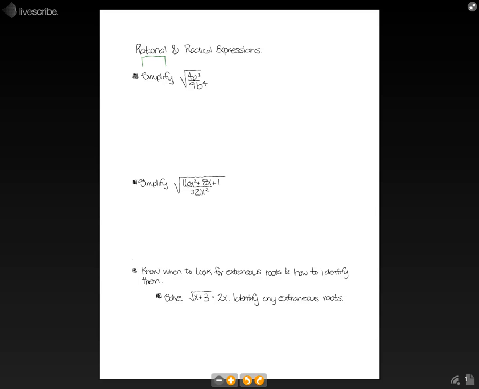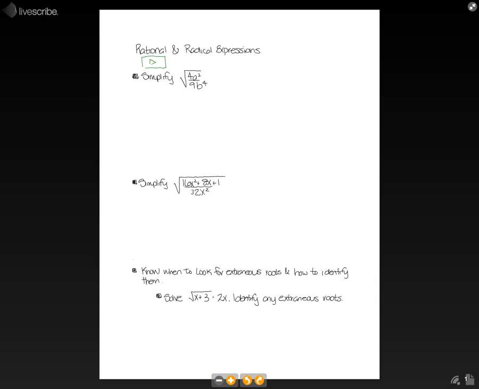In this video, we will be talking about rational and radical expressions. First, we're asked to simplify the square root of 4a squared over 9b to the fourth. As you get more and more practice with these, they will become easier, and you'll be able to see them right away with perfect squares inside of terms.